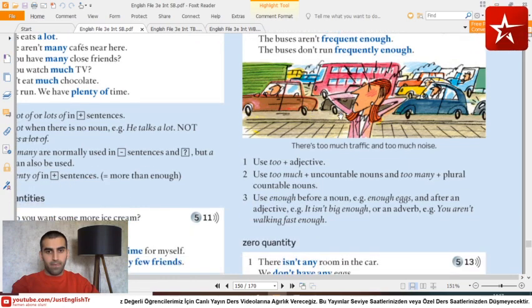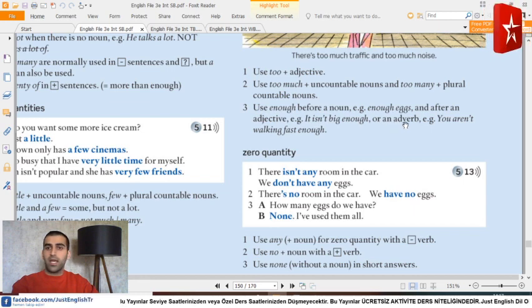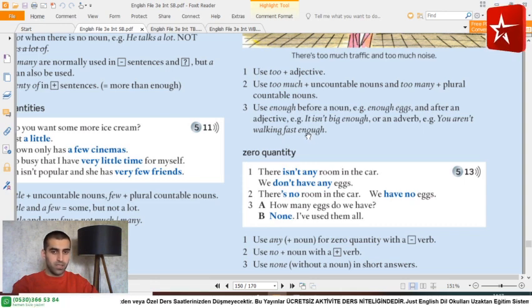And also you can see the examples here. You use enough before a noun, for example, enough eggs. And after an adjective, it isn't big enough, or an adverb, you aren't walking fast enough. So it means you are slow.